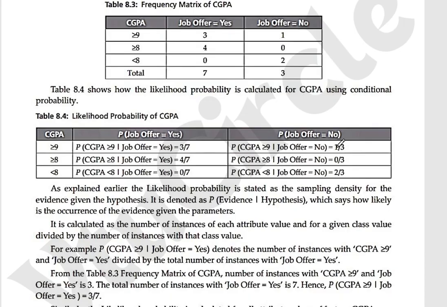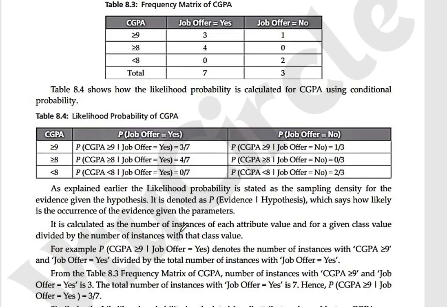And similarly, 1 instance of CGPA greater than or equal to 9 where the job offer equal to no is no out of the 3 no instances. Same you need to write. For here the CGPA greater than or equal to 8, job offer yes is 4. So 4 out of 7 will be yes, and here 0 out of 3, then here 0 out of 7, then here 2 instances of less than 8 has job offer equal to no, so 2 out of 3. This is how you calculate the likelihood probability of CGPA.